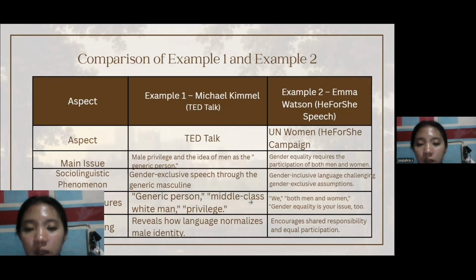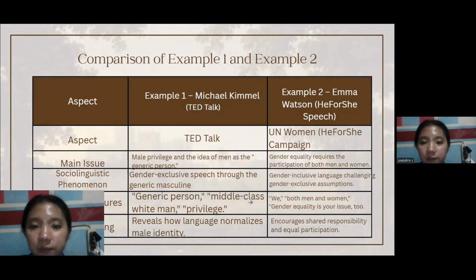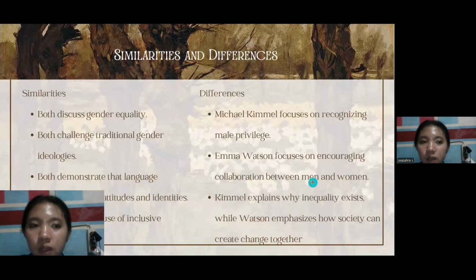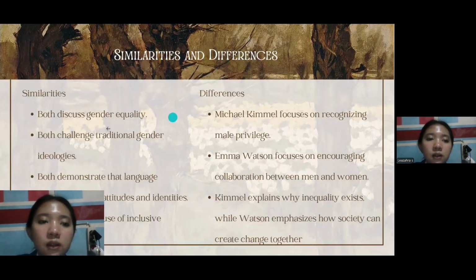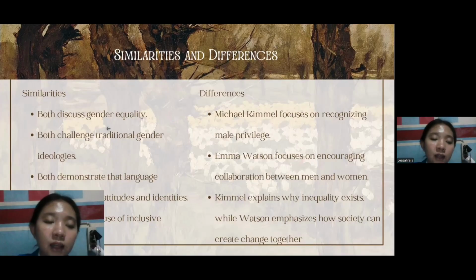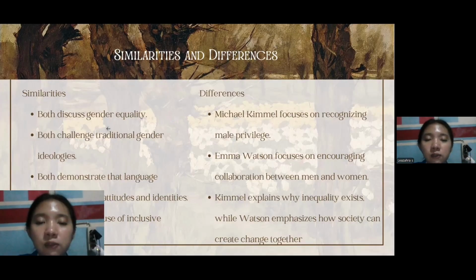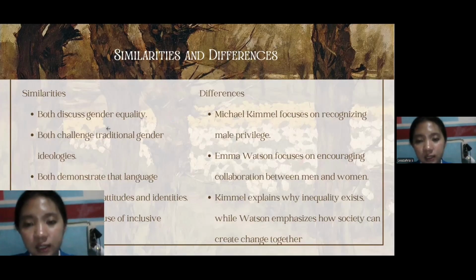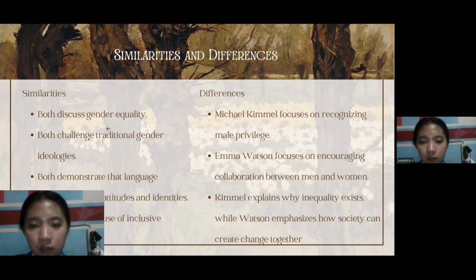Although their approaches are different, both show that language shapes social attitudes and can either reinforce or reduce gender inequality. Similarities and differences: both discuss gender inequality, and both challenge traditional gender ideology. Both demonstrate that language influences social attitudes and identities, and both support the use of inclusive communication. As for the differences, Michael Kimmel focused on recognizing male privilege, while Emma Watson focused on encouraging collaboration between men and women. Kimmel explained why inequality exists, while Watson emphasized how society can create change together.